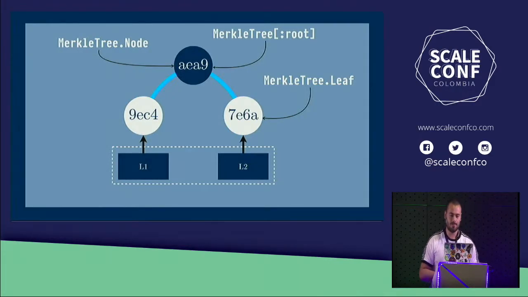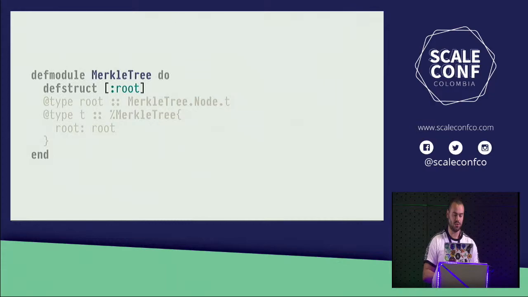So in this case, the node is also the Merkle root. So we can create a new module, Merkle tree, which has a single struct with a single property root, and the root is also a node.